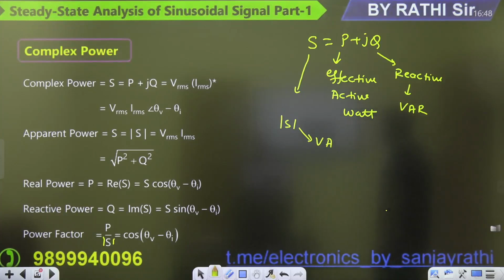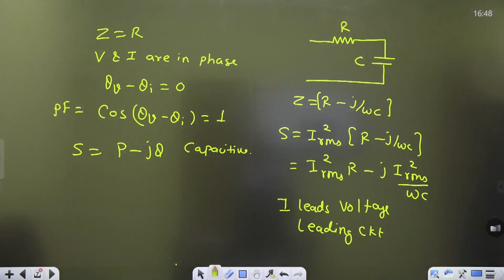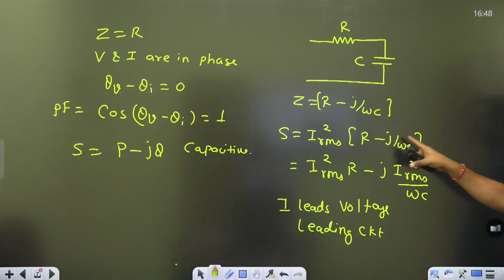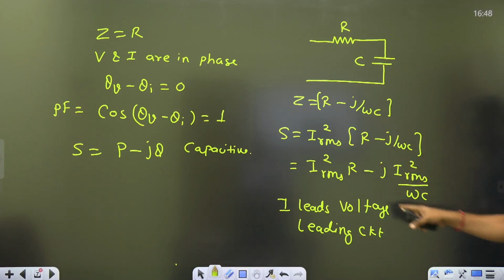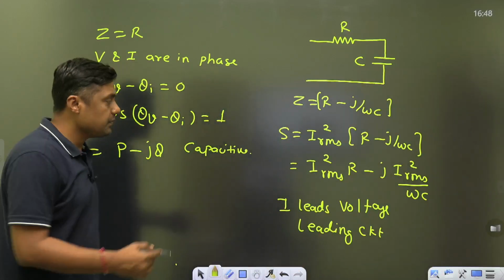Okay, that is the case less than 0. Try to understand: case Q less than 0 means what? Suppose the load is capacitive. So load is capacitive means what is the impedance here? R minus j by omega C. Watch this. We write it as I RMS square into R minus j by omega C. So this is the real part, this is the imaginary part. What about the imaginary part? Negative. So Q is what? Negative.